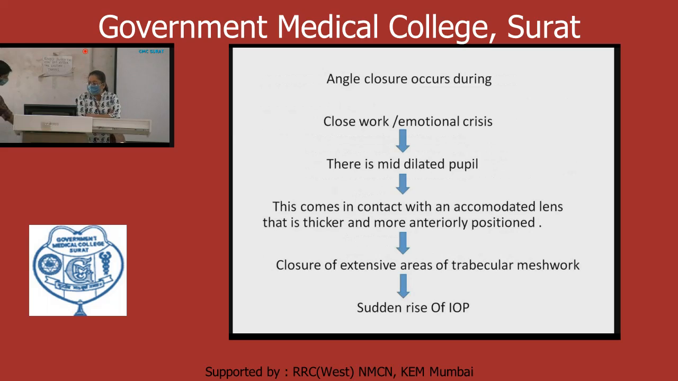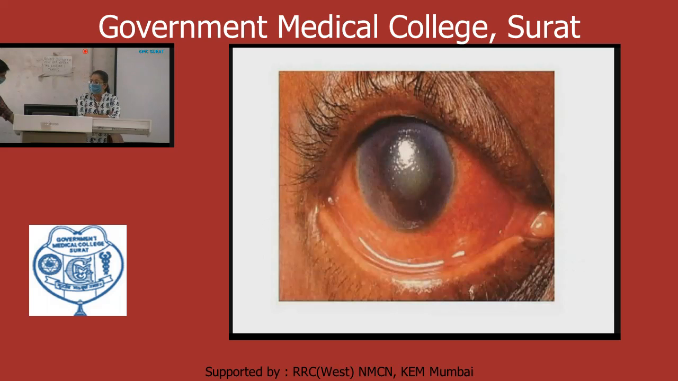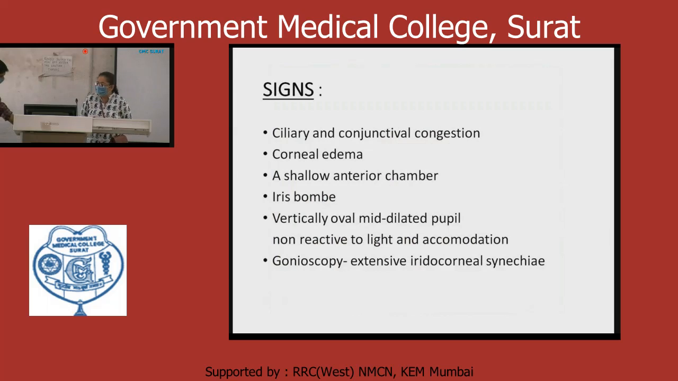I have already told how there will be a mid-dilated pupil and how the IOP is raised. Now next one, this is the clinical picture in which you can see hazy cornea, mid-dilated pupil with red eye. Ciliary congestion you cannot make out in this slide, but ciliary congestion must be there. You should know the differentiating points of conjunctival congestion and ciliary congestion. Corneal edema.